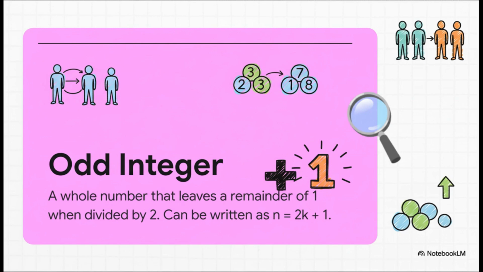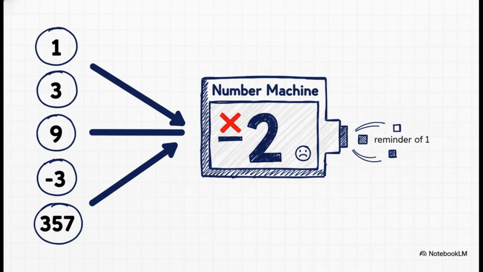So, what's the deal with team odd? Well, an odd integer is the exact opposite. When you divide it by 2, you always have a remainder of 1. That little plus 1 you see in its formula, n equals 2k plus 1, well, that's it. That's the one little piece that's always left over. And again, this applies to every odd number out there, from the simple ones like 1 and 3 to negative numbers like -5, all the way up to something like 357. They all share that exact same quality, a remainder of 1 when you divide them by 2.